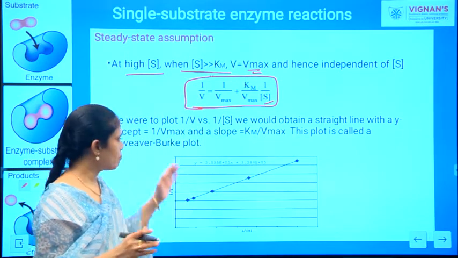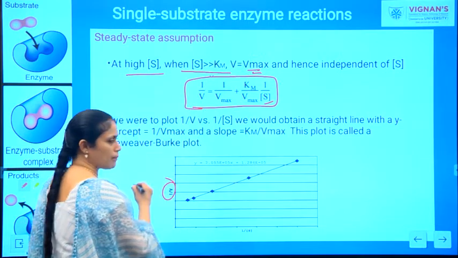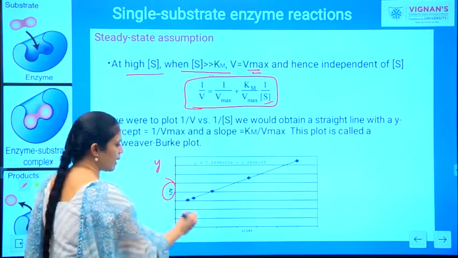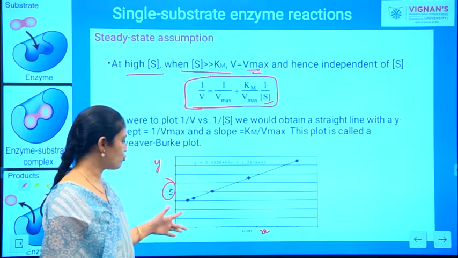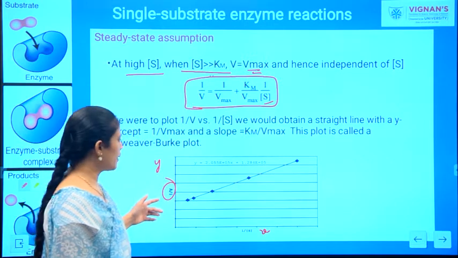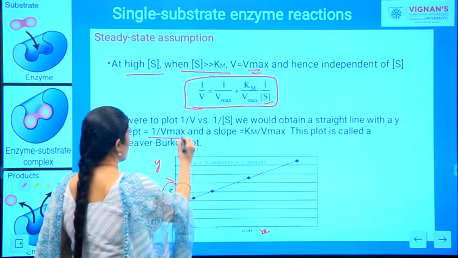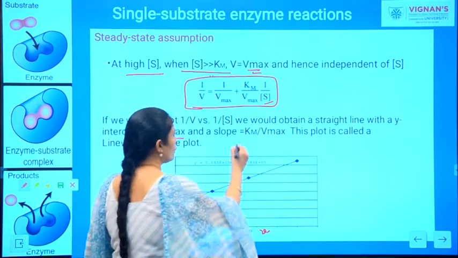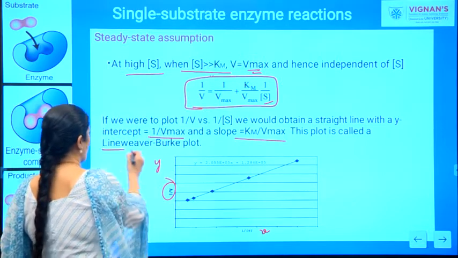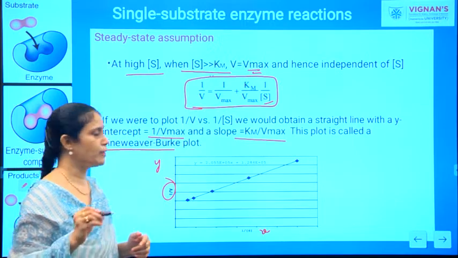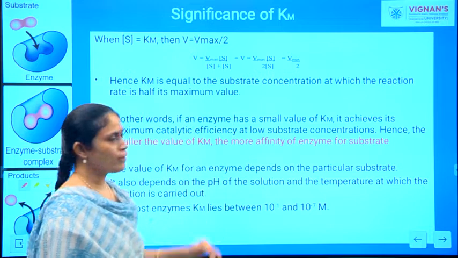Let us draw a plot between 1 by V and 1 by S. Here, we have considered 1 by V on the y-axis and 1 by S on the x-axis. When you draw a plot between these two, we will be getting a line with a y-intercept of 1 by Vmax and a slope of Km by Vmax. This particular plot we are calling the Lineweaver-Burk plot.